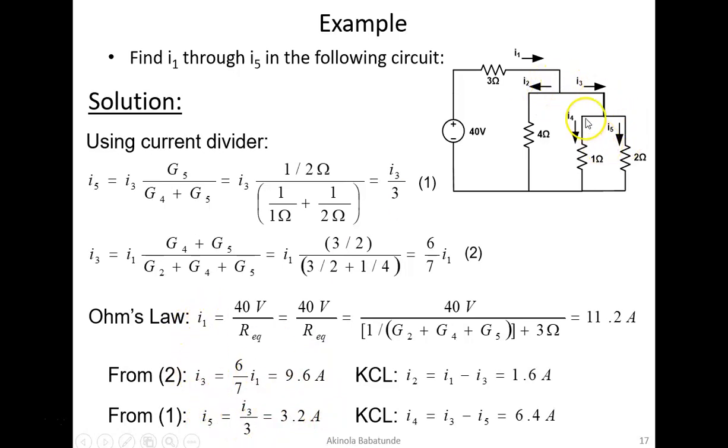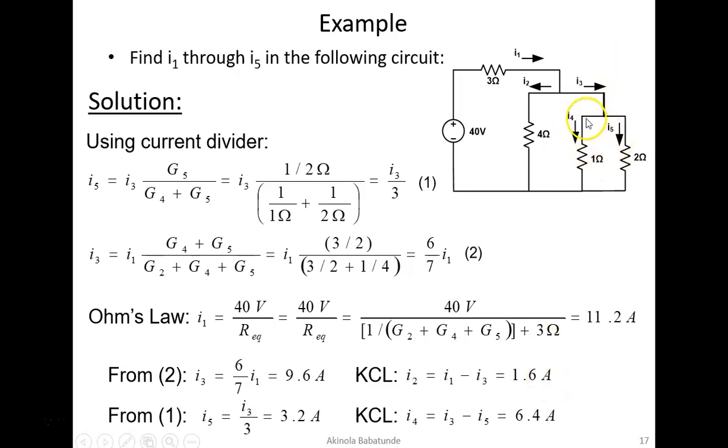How do we find our I2? Since we know I3, and we know I1 coming in, to find I2 we just apply KCL at this particular node. If you apply KCL at this node, current leaving this node will carry positive signs, and current entering this node, I1 especially, will carry a negative sign. So we can say minus I1 plus I2 plus I3 equal to 0. If you are looking for I2, you make I2 the subject of the expression. So our I2 will be equal to I1 minus I3, and that gives us 1.6 amperes.